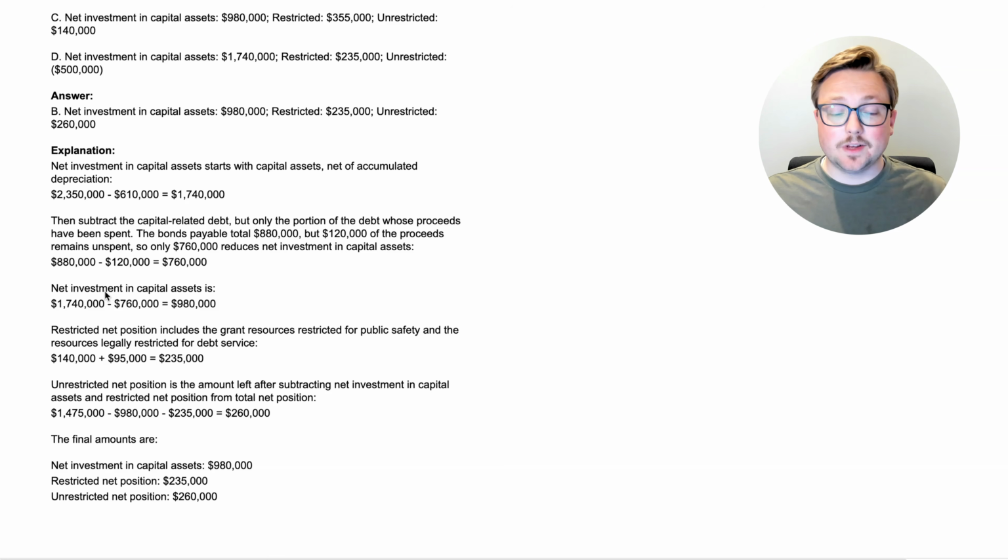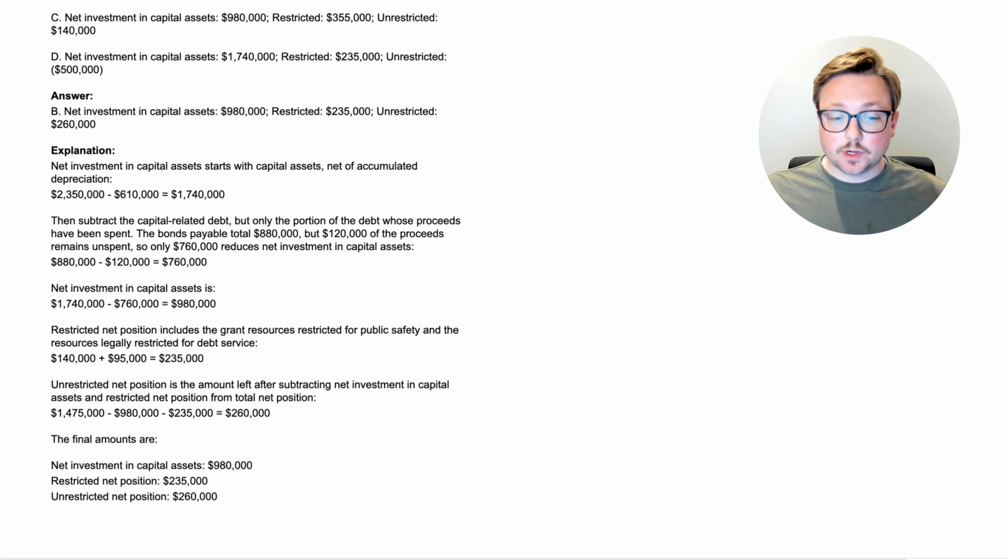So the net investment in capital assets ends up being the $1,740,000 of net capital assets less the investment of $760,000 that was actually used on capital assets. And that gives us $980,000 of net investment in capital assets. So that's the first piece of net position.